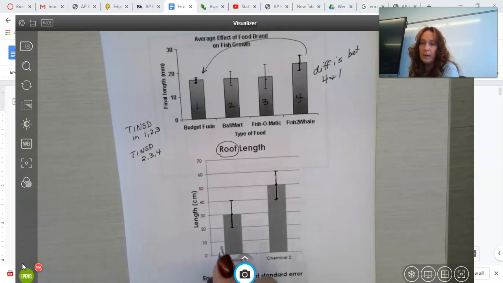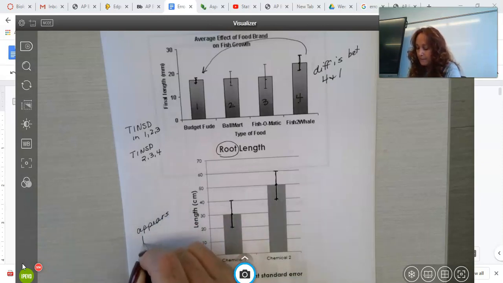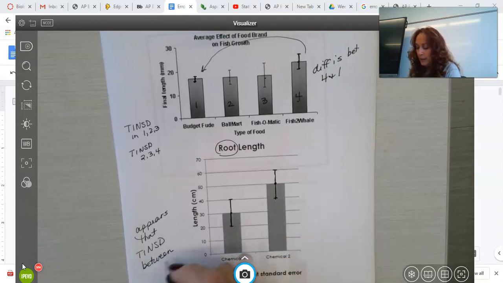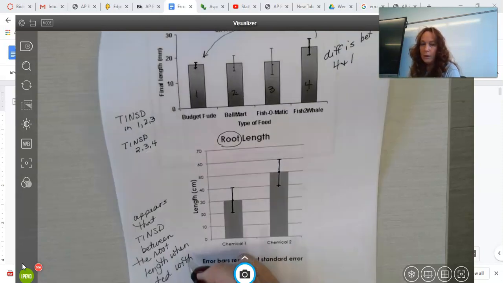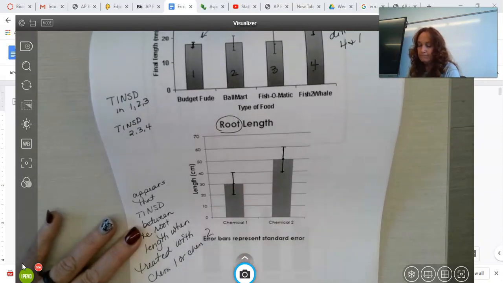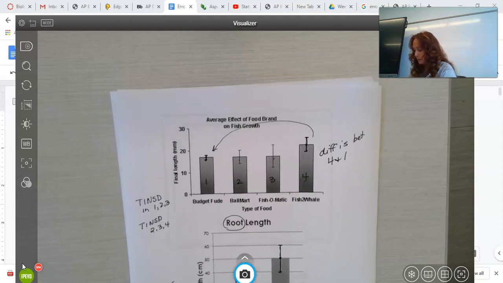Now, I would want more information for sure, but I would say that it appears that there is no significant difference between, what did I measure, the root length, and this is, I guess, when treated with chemical 1 or chemical 2. There's no difference in the two. Now, they don't usually give you stuff like that. I just try to go find stuff so you can see.